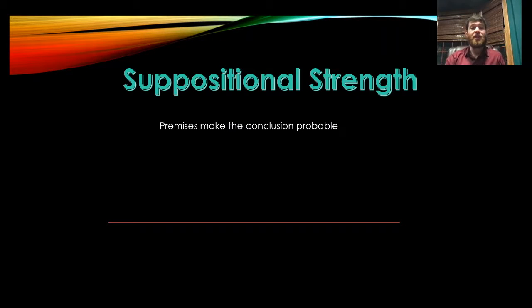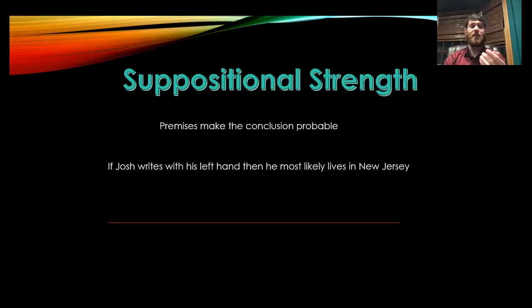With suppositional strength, we have the premises make the conclusion probable. Now, unlike before with deductive validity, if the premises were true, the conclusion is always true. In this case, if the premises are true, the conclusion is more likely to be true. But it's not impossible to have a false conclusion if the premises are true. If you're a little shaky, let's go through an example. So let's repeat the same one, but the only difference is I added most likely. Let me read you through it.